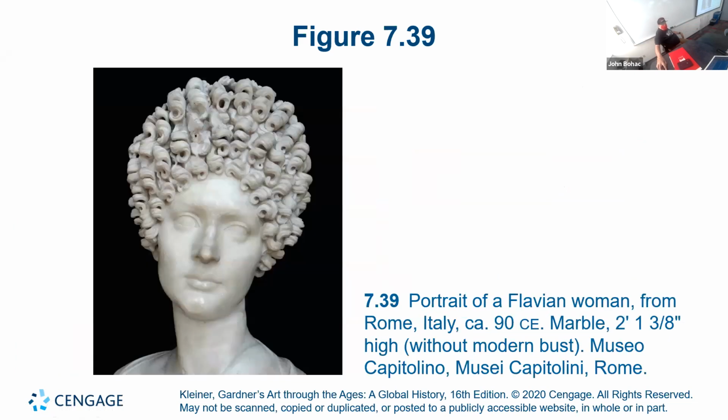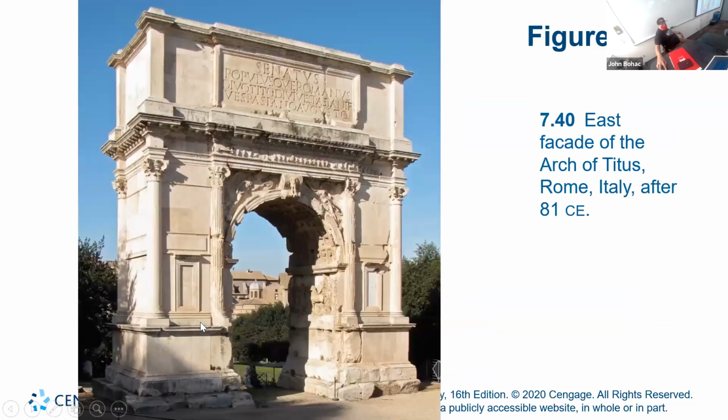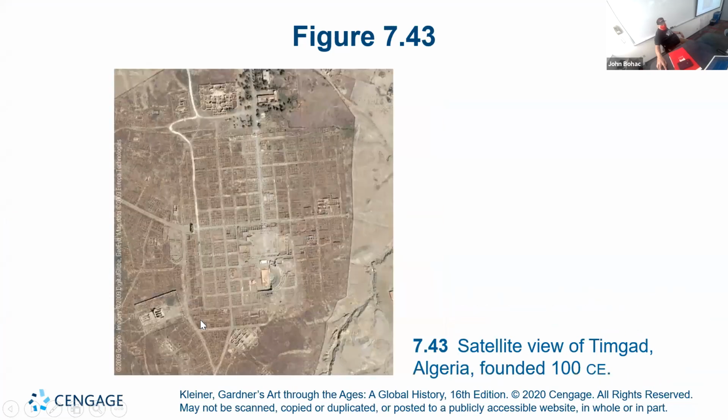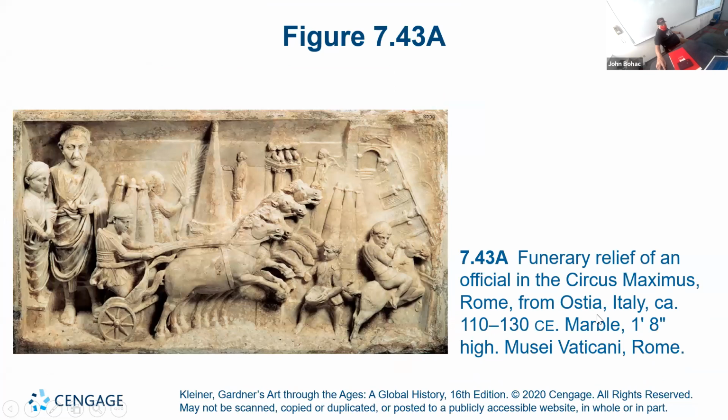It's just a Flavian woman. We think that probably she was of importance, and you take a look at her hairstyle. Probably spent a lot of time at the salon. But again, naturalism over idealism. I talked to you guys about the arches and different kinds of funeral relief of an official in the Circus Maximus.